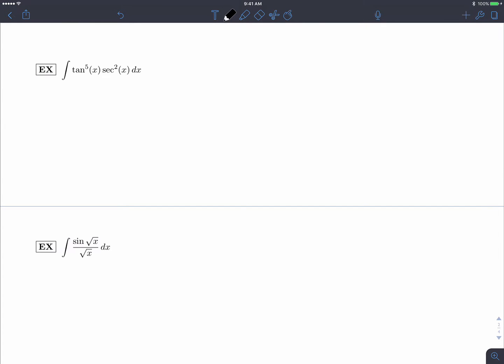All right, so this next one, we're actually going to see this pop up again later on in this course, so we're going to deal with it a little bit more rigorously. But I think this is a good one to take a peek at now. So we've got the integral of tangent of x raised to the power of 5 times secant squared x dx. So we definitely don't have any antiderivative formula for this.